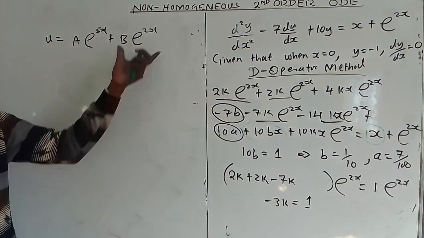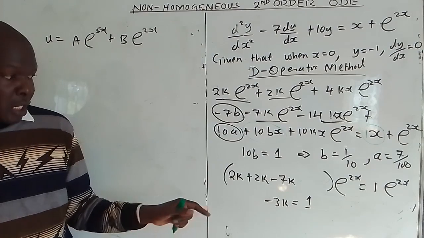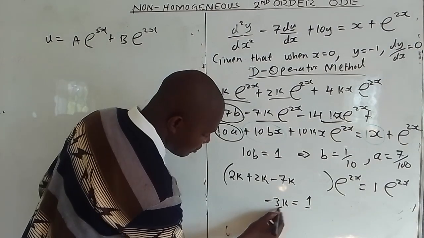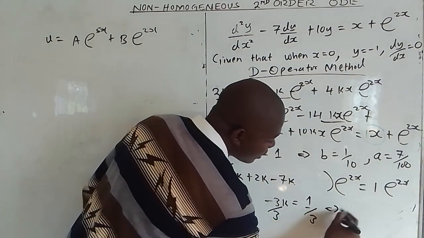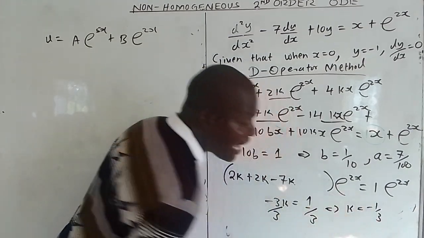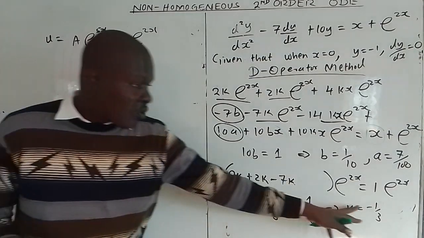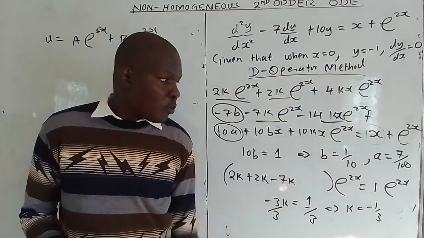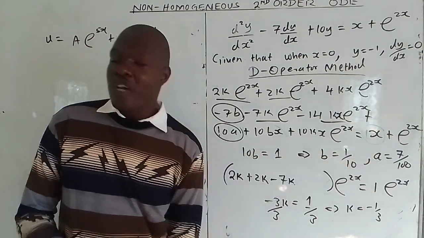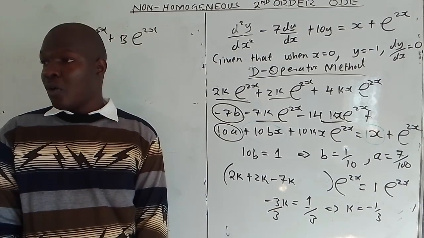You are the ones to guide me because with me I'm roughing what I've written, isn't it? So if you divide both sides by negative 3, what do you have? K is negative 1 over 3, isn't it? So where there is k, we are going to put negative 1 over 3. Where there is b, we are going to put 1 over 10. Where there is a, we are going to put 7 over 100.